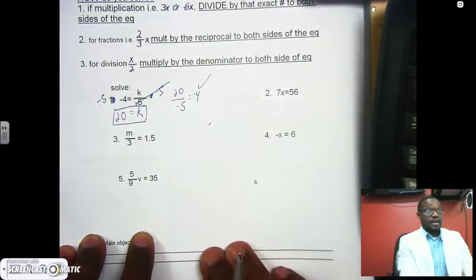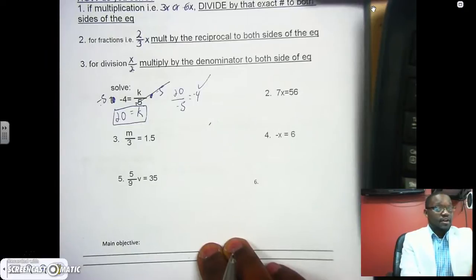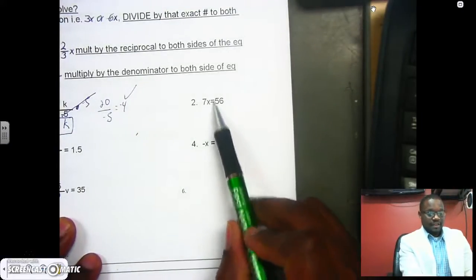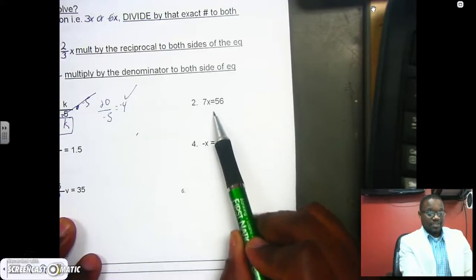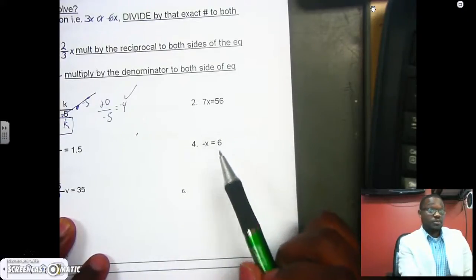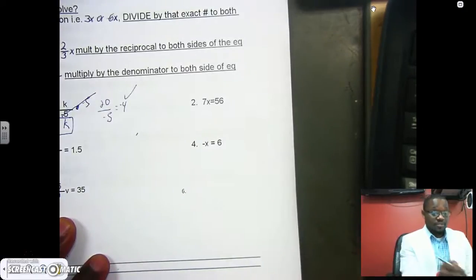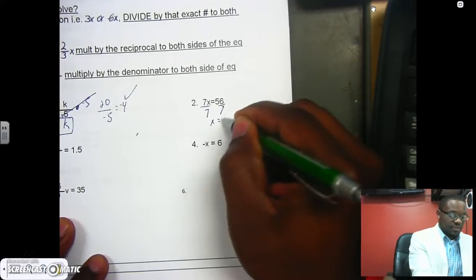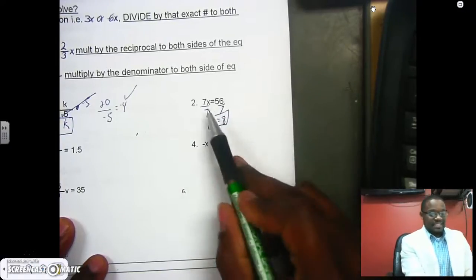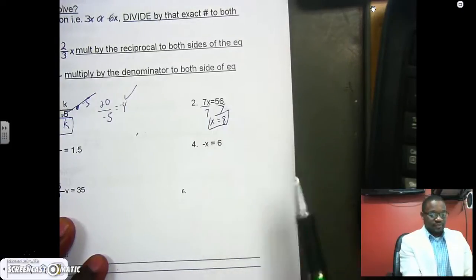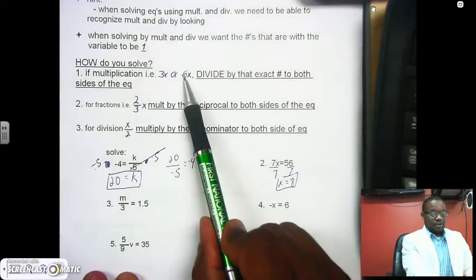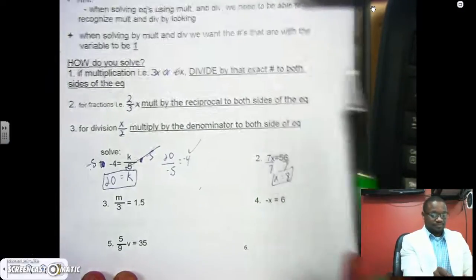Simple. Now, it keeps getting light and dark, so we've just got to roll with it. This particular problem, number 2, says 7x equals 56. That really means 7 times x. When you multiply, you automatically divide. But which number do you divide by? It's the number that you need to get rid of. So I divide both sides by 7, which equals 8. If I put that back in, 7 times 8 equals 56. If you have a number right next to a variable, you divide by that exact number.